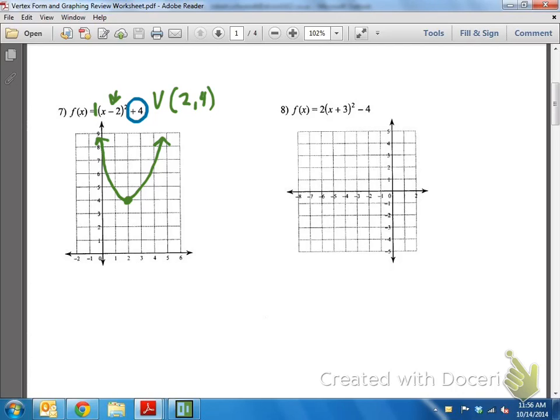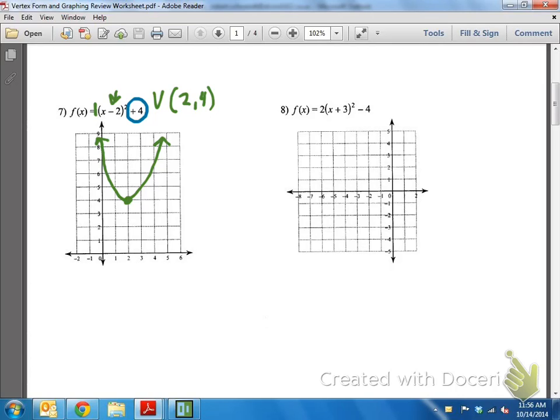Now, what do you notice about this parabola? It doesn't cross the x-axis. So if I wanted to solve for x, I'm not going to get real numbers. I'm going to get imaginary numbers. So I'm not even going to bother trying to find the x-intercepts because I know that there won't be any real x-intercepts, because they'll be imaginary numbers.